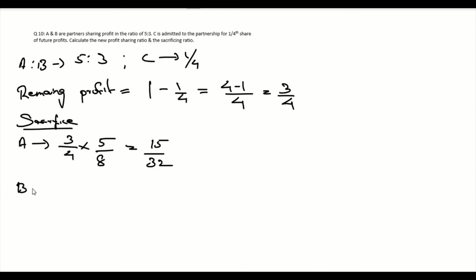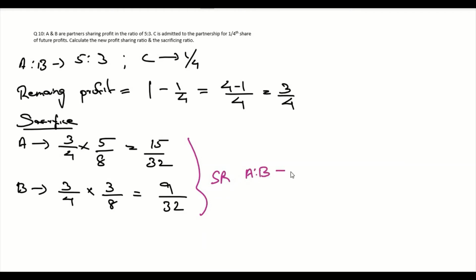Then we have B. For B, it is 3 by 4, the remaining profit share, multiplied by his original profit sharing ratio, which is 3 by 8. That will give you 9 by 32. So we got the sacrificing ratio. The sacrificing ratio between A and B is 15:9. If you simplify it, it is going to be 5:3.